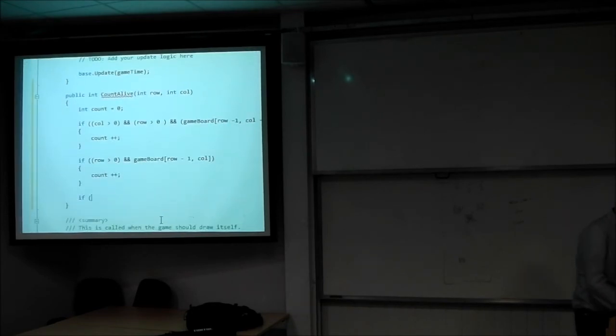And then we'll do number 3. So this one is going to be if the row has to be greater than 0, yeah, and the column has to be less than the number of columns -1, and then we check the cell as well. Game board at position row -1, comma, column +1.